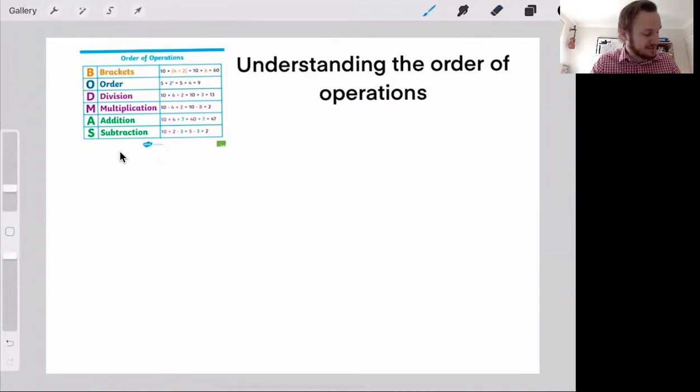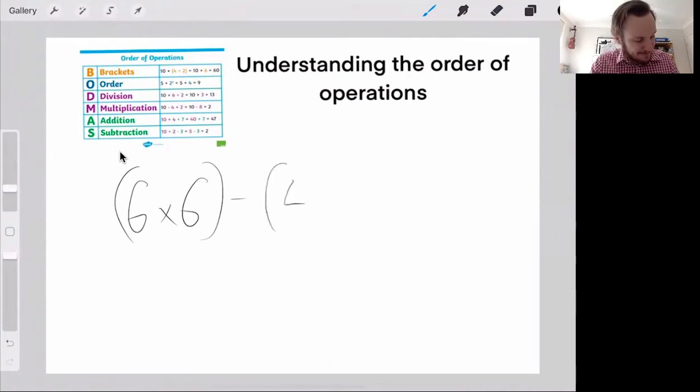So let's go through another example. I apologize about my writing. I'm trying to keep my hand off the iPad because it just keeps making it difficult if I don't. Okay.